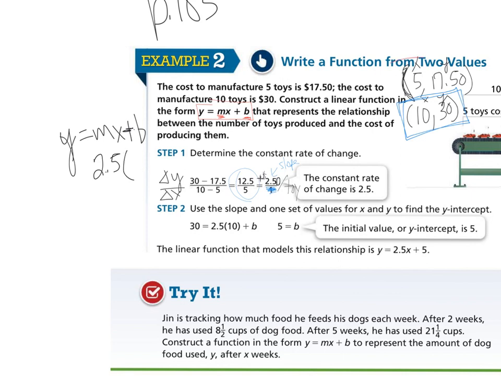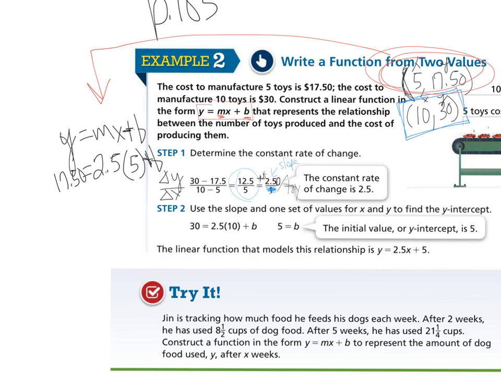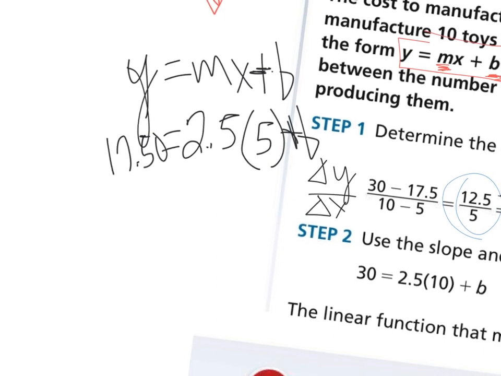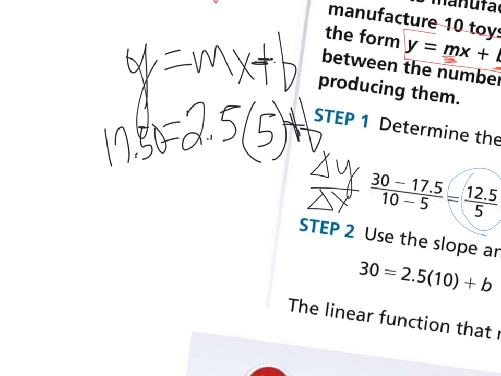If I use the (5, 17.50) here, make sure you substitute in the right spots. The x is 5. The y is the $17.50. And we don't know what b is. That y-intercept, we are trying to figure that out. Okay, so again, it's just substituting in our slope and substituting in either one of those points, whichever one you like better.